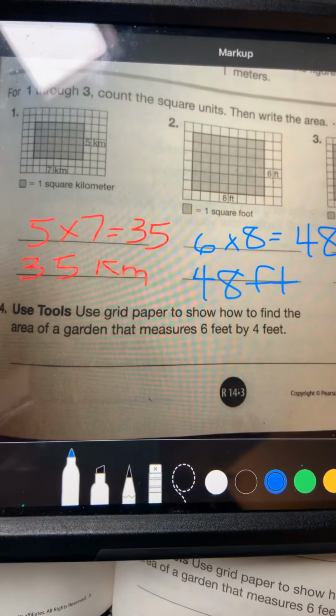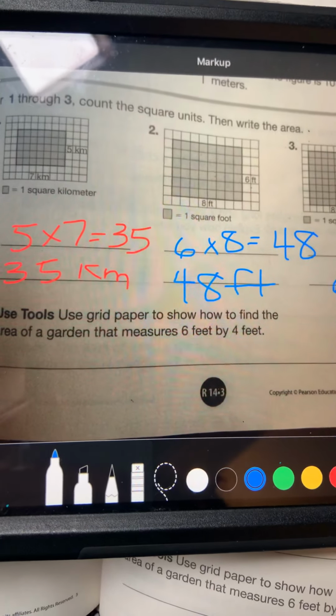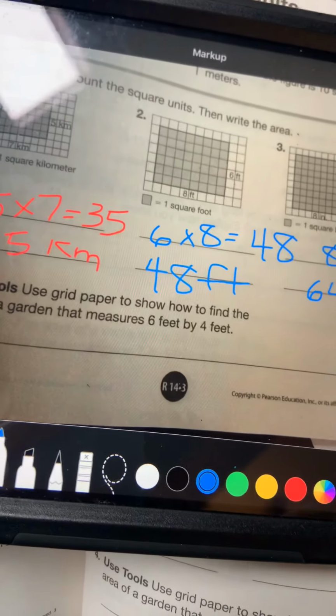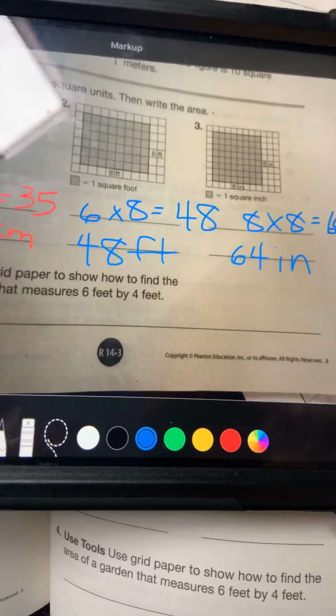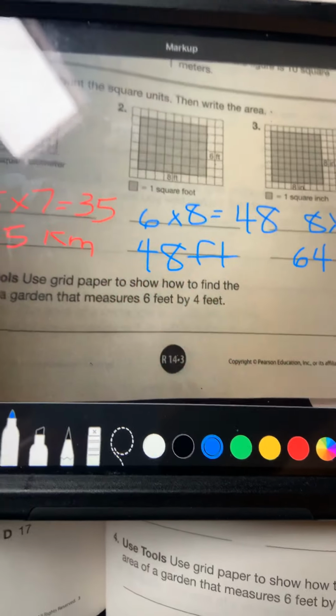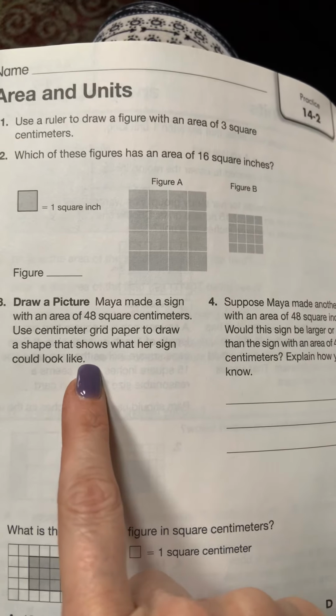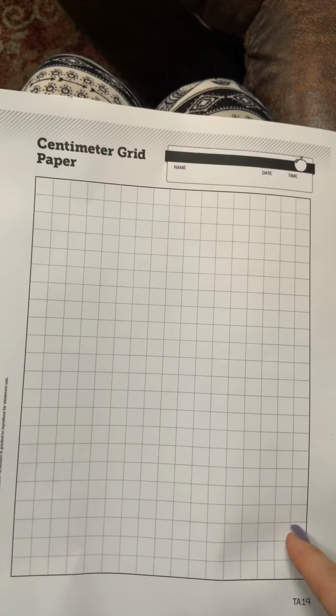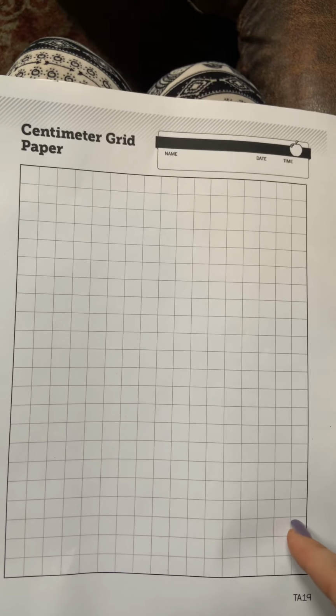Okay, now for this next one, number 4, use grid paper to show how to find the area of a garden that measures 6 feet by 4 feet. Okay, so I'm sure that you were irritated with me yesterday when I gave you that work, and in fact it was this, and it said right here to use grid paper. Sorry about that. So what I did was Mrs. Kling sent me this file with grid paper that she uses. And in fact, isn't this what you used for her game that was like Tetris? I think it is.